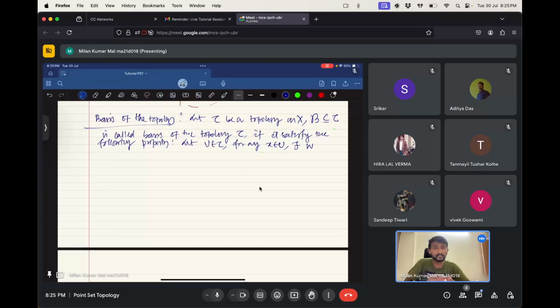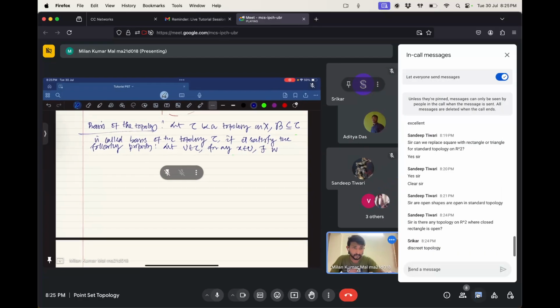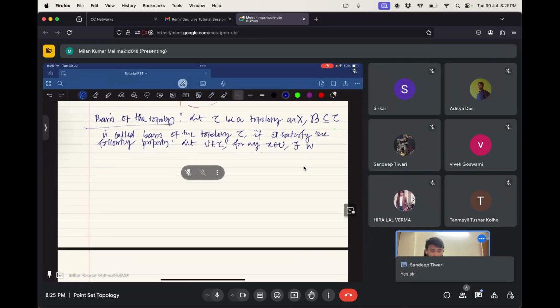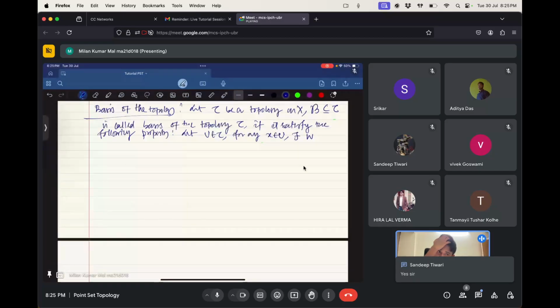But what is your question? I think who asked that question first, Sandeep. Is there any topology on R2 where the closed rectangle is open? Only the discrete topology. When I'm talking about R2, then the discrete topology is the example. Why? Because in the discrete topology every singleton set is an open set. Every singleton set is actually an element of the topology, which means they are open sets by definition.